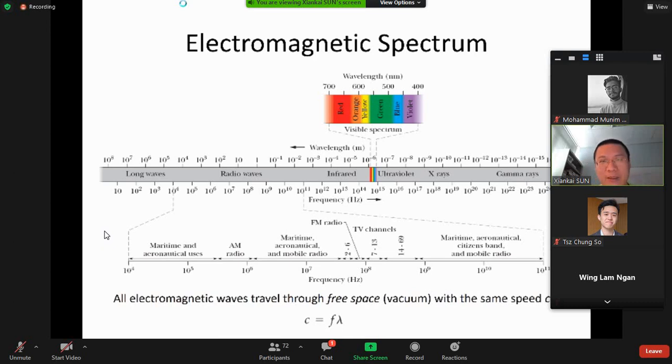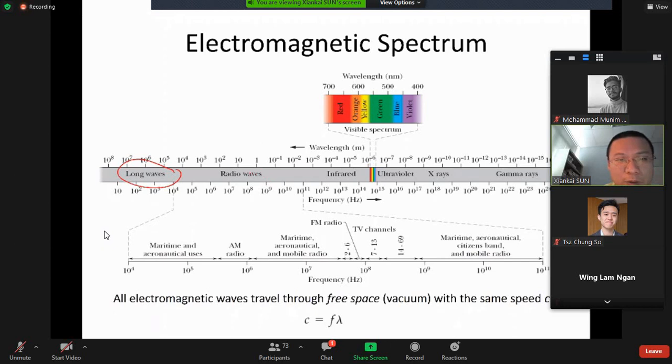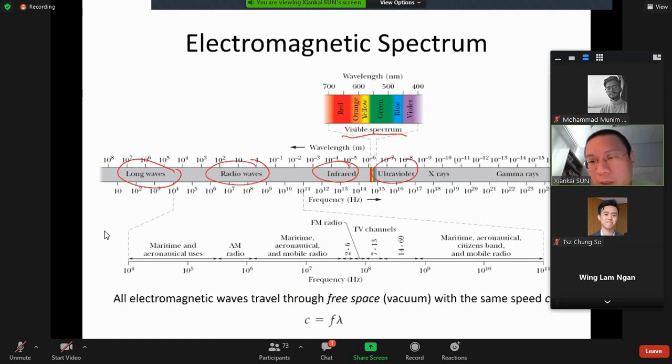Electromagnetic waves cover a huge range of orders of magnitude, starting from the lowest frequency, like the long waves, then to radio waves, then to infrared, and then comes the visible spectrum. Only the electromagnetic waves within the visible spectrum can be seen by human beings. Beyond that, if we keep going toward higher frequency, we enter the region of ultraviolet, next X-rays, and next gamma rays.